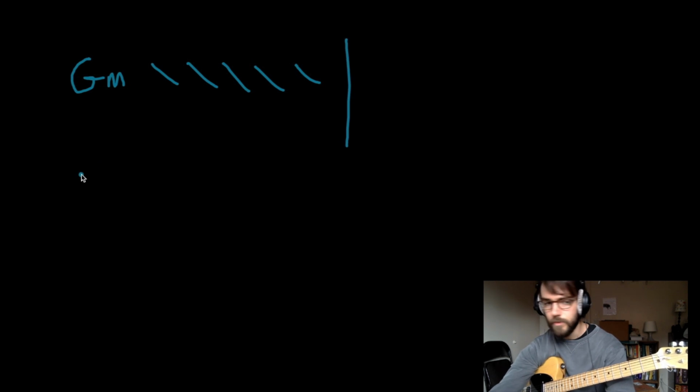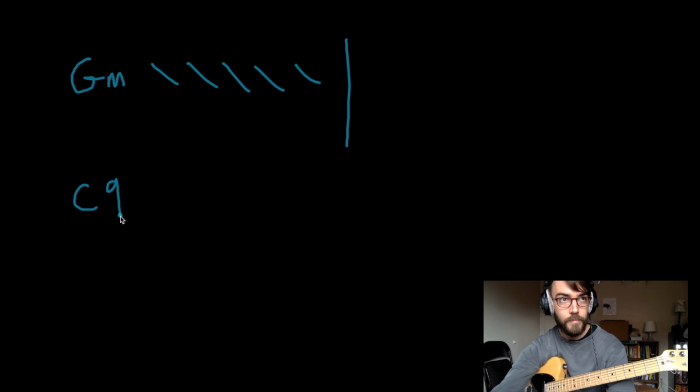Alright, so here is the chord progression we're going to do. We're going to start with G minor for 6 beats. Okay, and then we'll go to C9 or C7. C dominant 7 also would work there. And that's pretty much it. So we will repeat that.